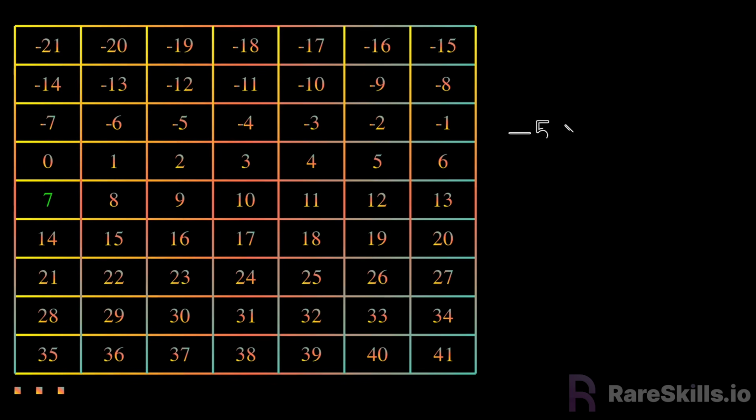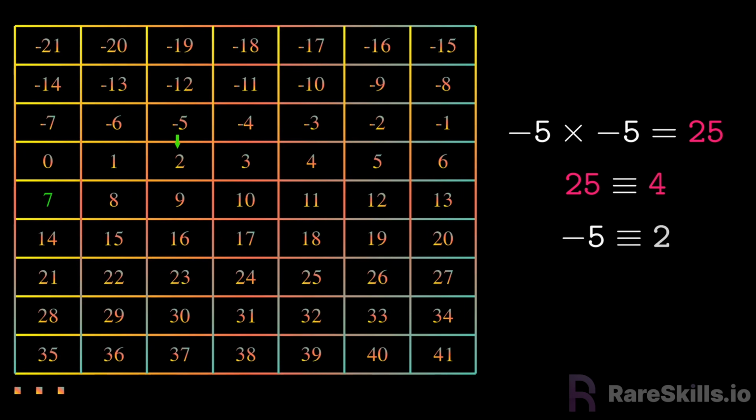What about -5 times -5? We expect the result to be positive 25, which is congruent to 4. Looking at the table, we see that -5 is congruent to 2. And indeed, 2 times 2 equals 4, just as -5 times -5 is equal to 25.